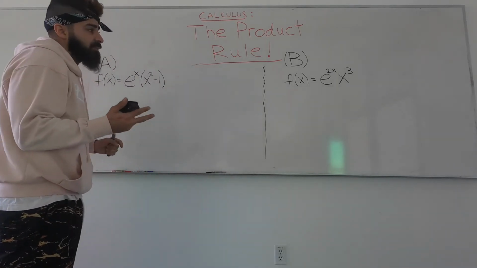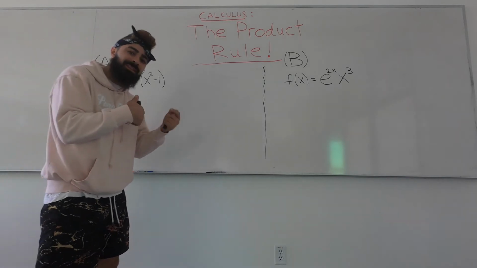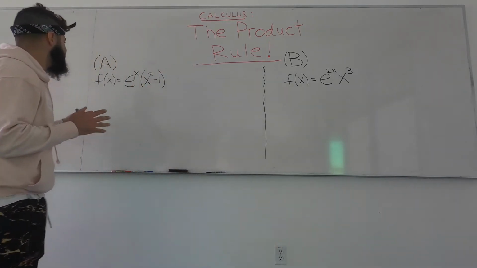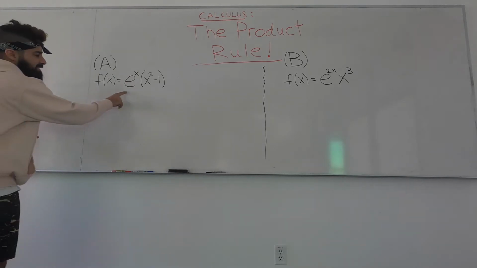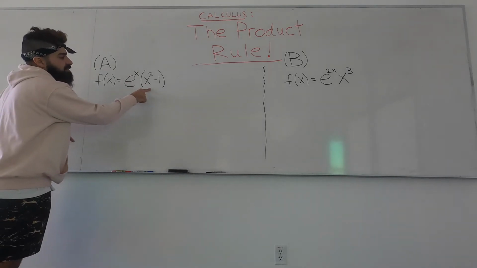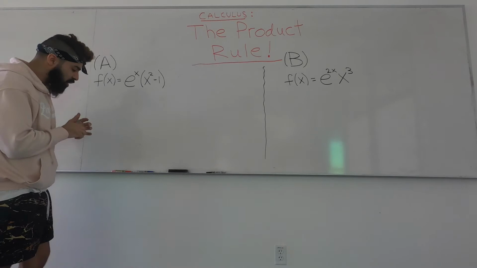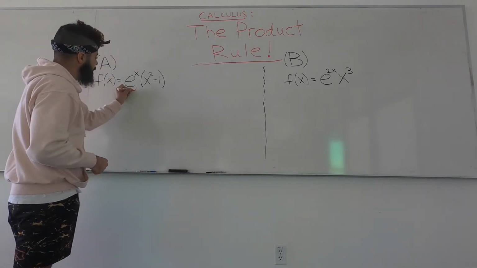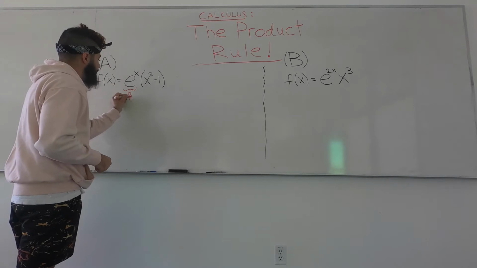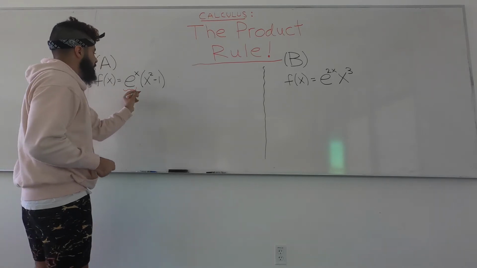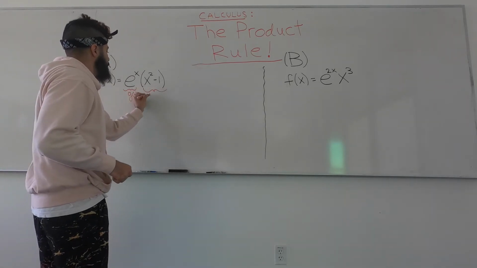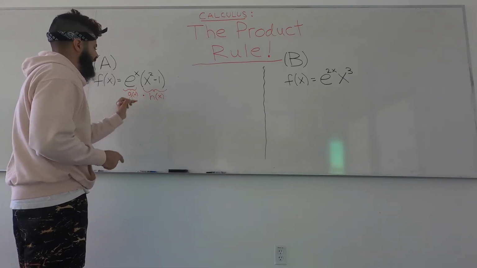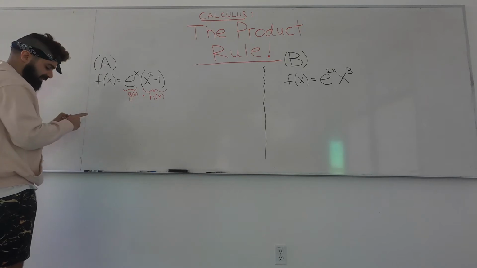Okay, so anytime you have these two functions, you want to weed them out real quick, see which one's which. That's the first thing I always say. So example A, f of x equals e to the x times x squared minus 1. This is going to be one function right here. We will call it g of x. And this will be another function. We will call it h of x. So g of x times h of x is my f of x.